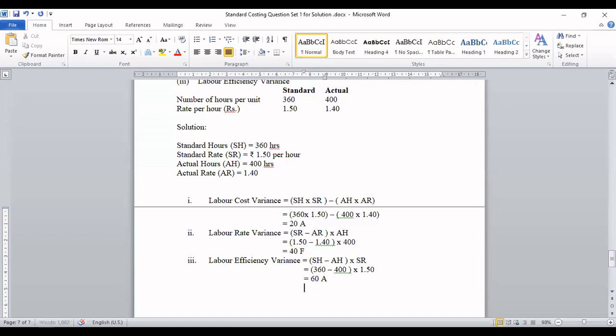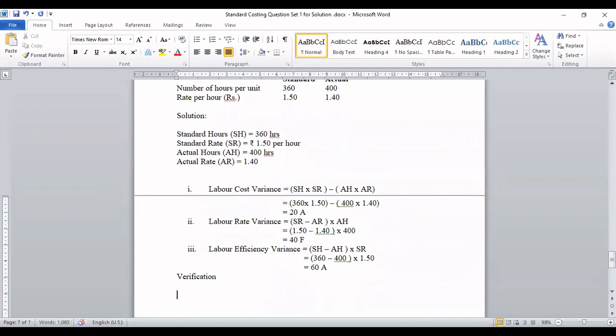Okay, now the question comes. How do we come to know, sir, whether our answer is right or wrong? Verification. Very good. So for verification, the formula is LCV. First, LCV equals LRV plus LEV.